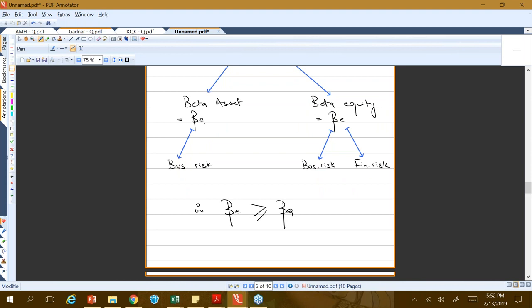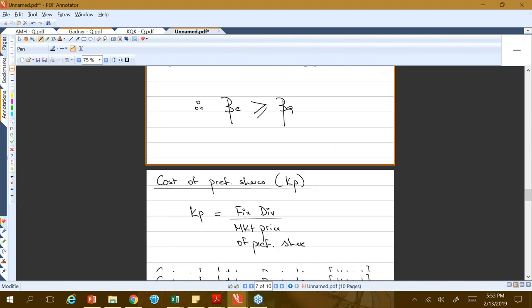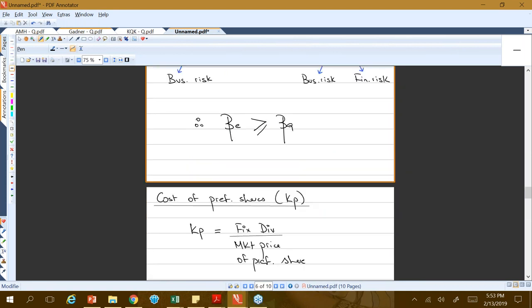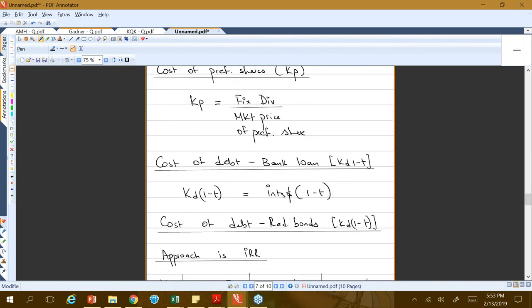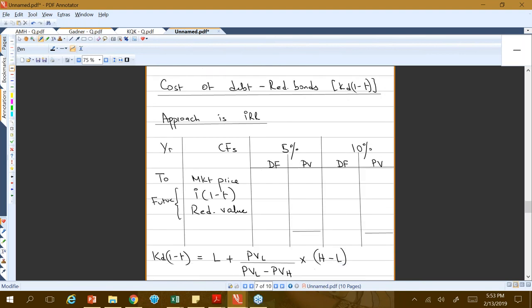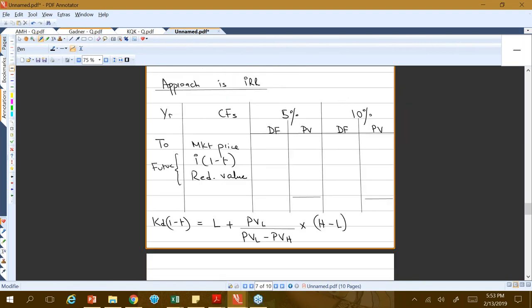We thought of the cost of preference shares, an easy calculation: fixed dividend over the market price. Then the cost of debt of the bank loan, which is interest times 1 minus the T. Now, for the cost of debt of the redeemable bonds, we need to use the IRR approach. This is the structure we're going to use. We lay down the structure, discount these at 5 and 10%, and then put them into the IRR formula to find the KD 1 minus the T of the redeemable bonds.